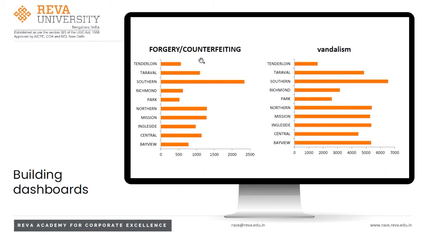Here I'm talking about forgery and counterfeiting. Almost all the districts see huge incidents of forgery and counterfeiting, but what tops the list is Southern. So if I have to bring down forgery and counterfeiting incidents, mainly I have to look at Southern areas because this is the one which tops the list. It's almost 2,500 incidents. Vandalism and such incidents are seen everywhere, but Southern district tops the list when it comes to vandalism as well as counterfeiting.